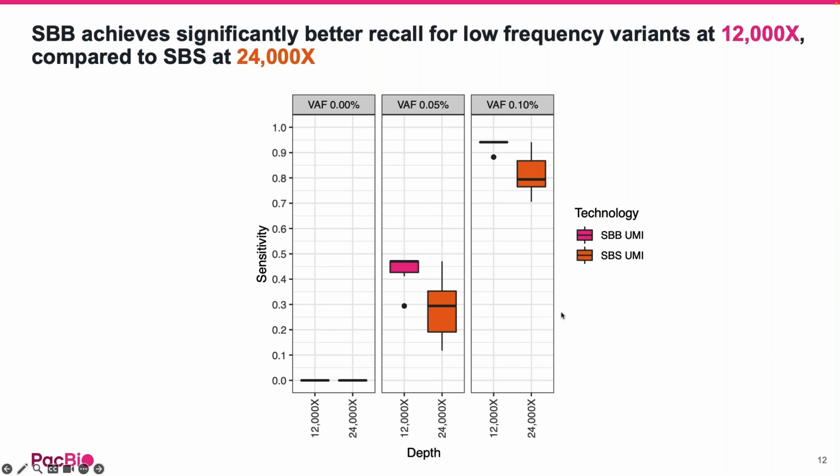So what we see, these are results using UMI-based error correction for both technologies, is that SBB results in significantly higher recall at low variant allele frequencies compared to Illumina, even with half the sequencing depth. So you can see a significant improvement at these low frequency alleles in terms of recall.